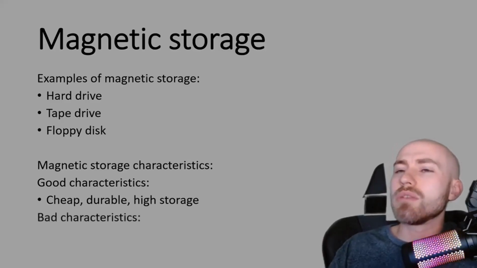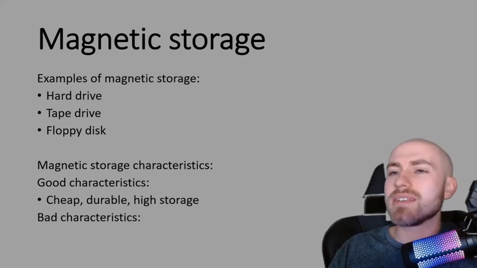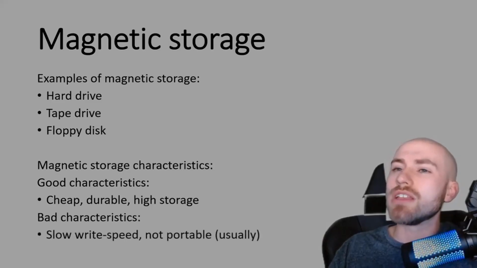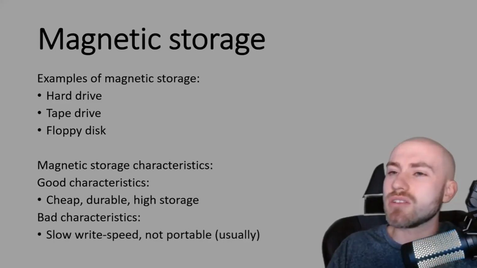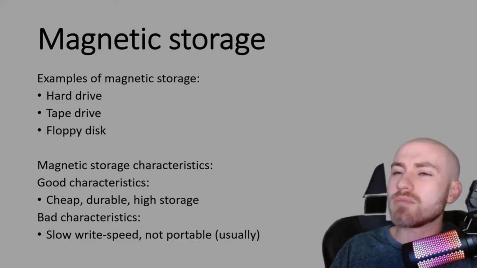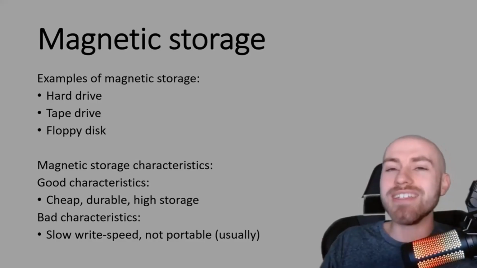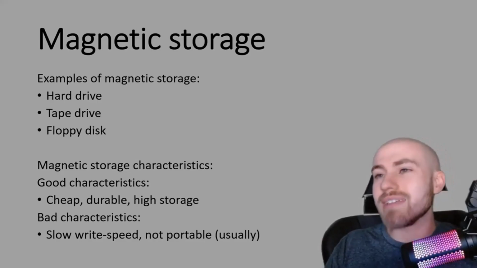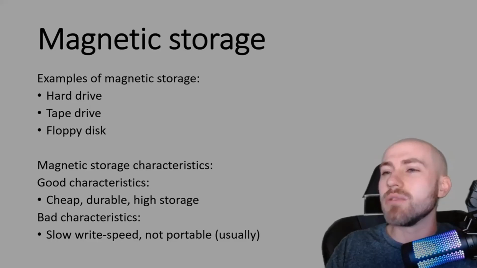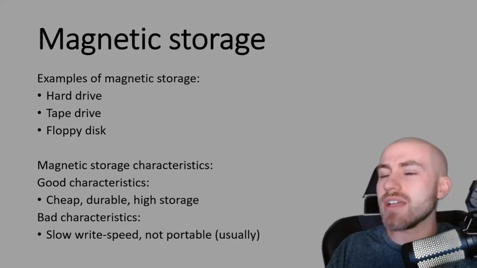So let's have a look at some of the bad characteristics of magnetic storage. So it's got a really slow write speed. It's still slow. It's marginally faster than optical storage write speeds, but it's still not quick enough to use it as an advantage. And it's not portable majority of the time. I mentioned earlier an internal hard drive. You can buy external hard drives which are plugged in via USB, but majority of hard drives are internal.